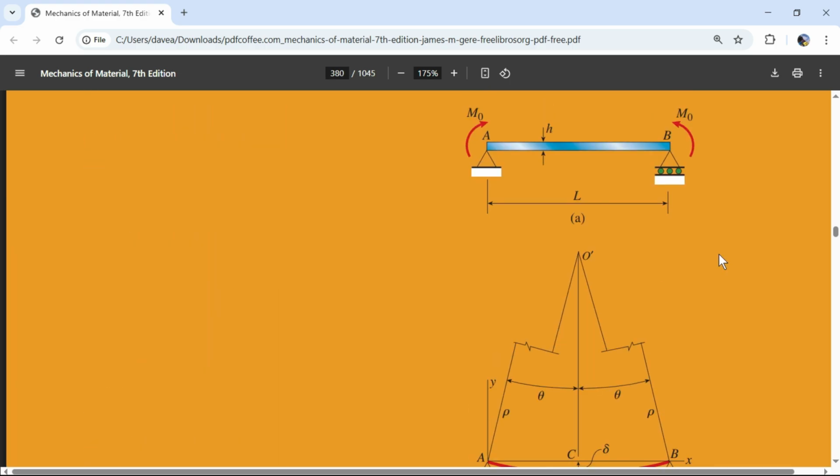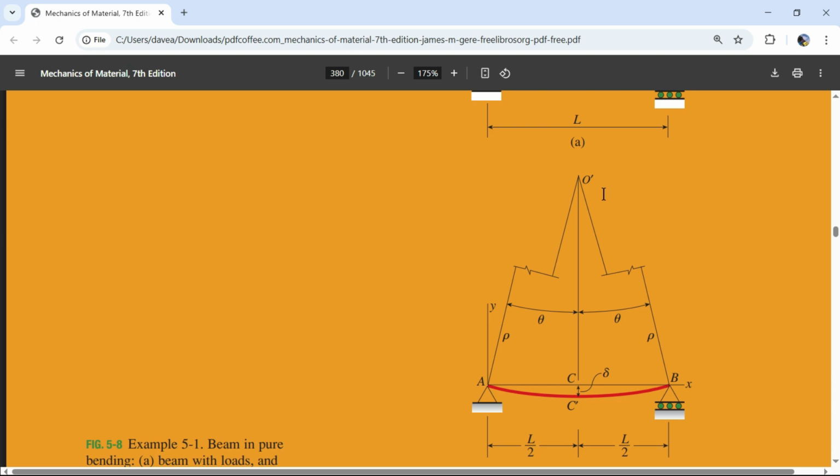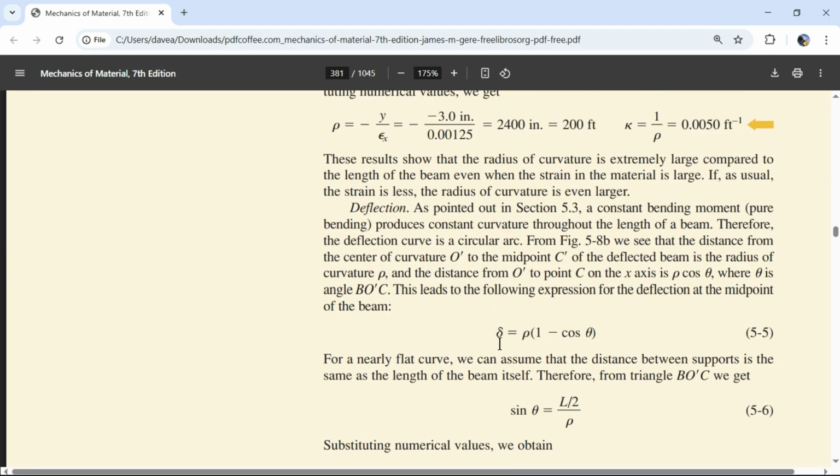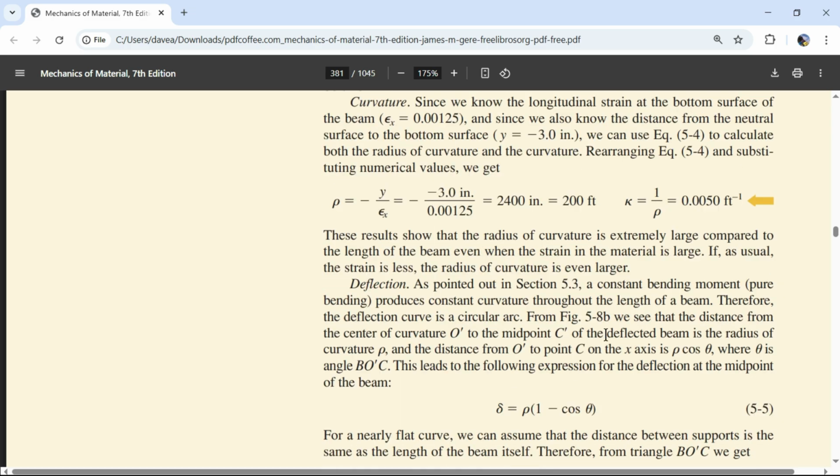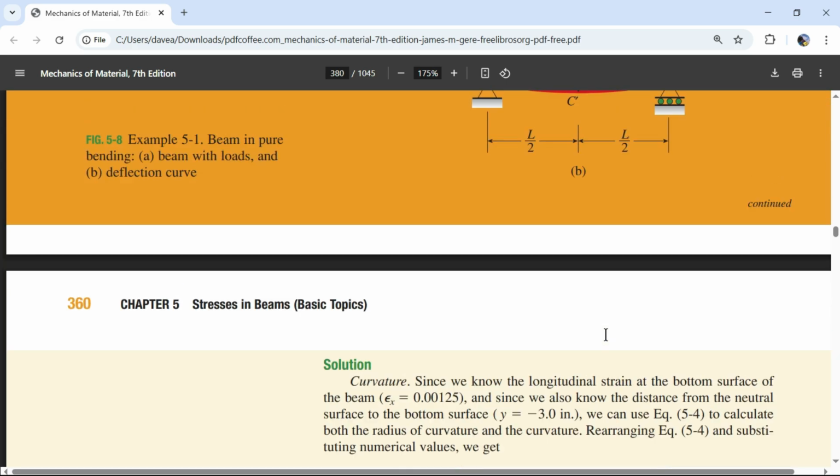So then you're going to have your radius rho from the center of this circle to the neutral axis. That's going to be the hypotenuse. We're going to find this angle in a second. And so this length is going to be rho cosine theta. That means that this deflection is going to be rho minus rho cosine theta. And we can factor out the rho, and that's where we get that the deflection is rho times 1 minus cosine theta. Cool.